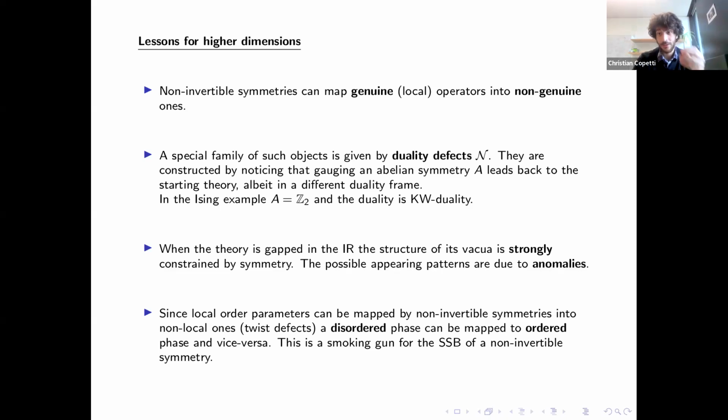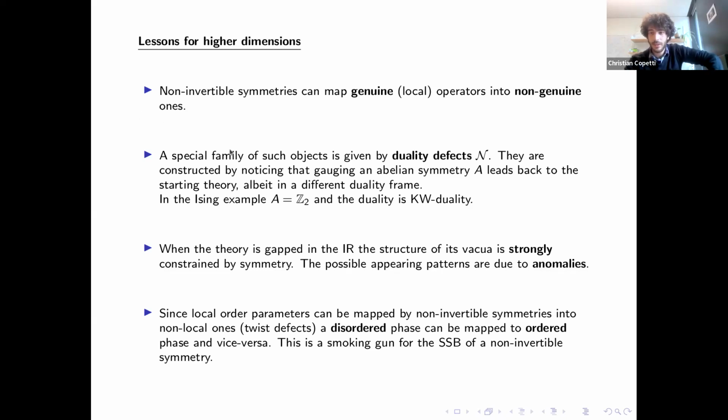Finally, a physical consequence of this structure is that when the symmetry is spontaneously broken, you can have phases in which domain walls, which are implementing these symmetries, map an ordered phase, which has a local order parameter, to a disordered phase, in which there is no such order parameter. And if you see that this happens at some point, you should think of this as the smoking gun of spontaneous breaking of this non-invertible symmetry.